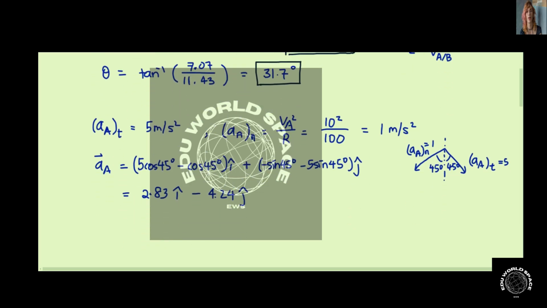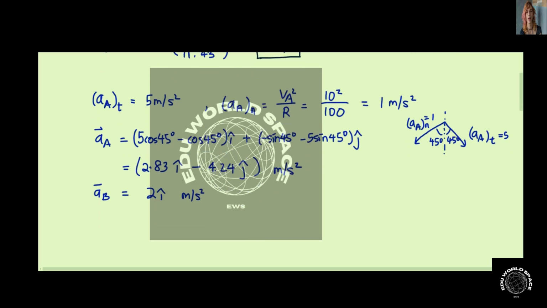And then the vector form of the acceleration of car B is 2 I hat meters per second square. So repeat the same steps for finding relative acceleration. The acceleration of A relative to B is acceleration of A minus acceleration of B in vector form. So you get 0.83 I hat minus 4.24 J hat meters per second square.